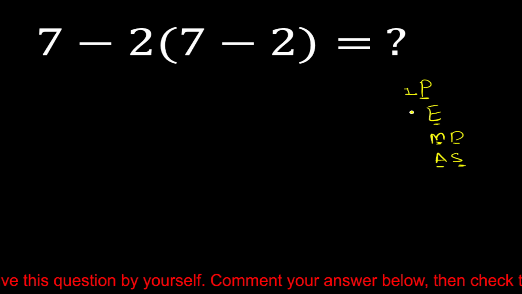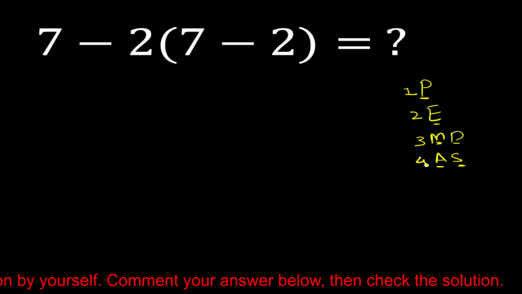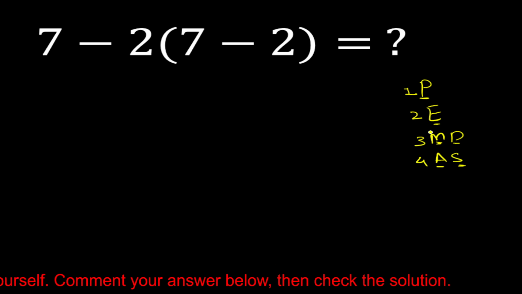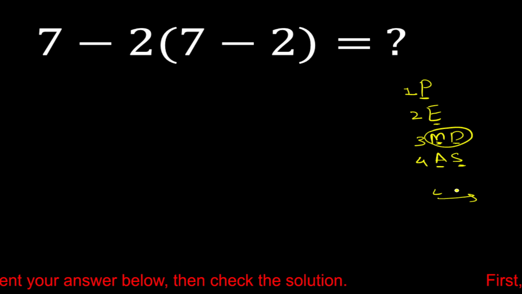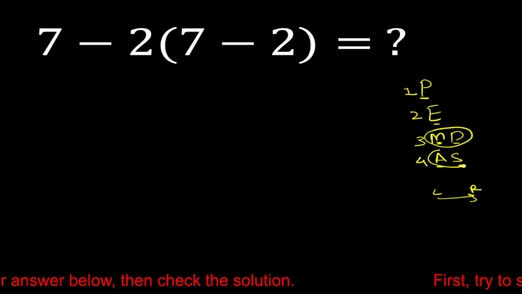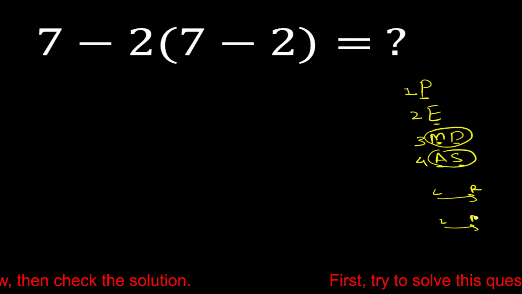First priority is parenthesis, second priority is exponents, third priority is multiplication and division, fourth and last priority is addition and subtraction. Here multiplication and division both have equal priority, so we have to solve it from left to right. And also addition and subtraction both have equal priority, so we have to solve it from left to right.